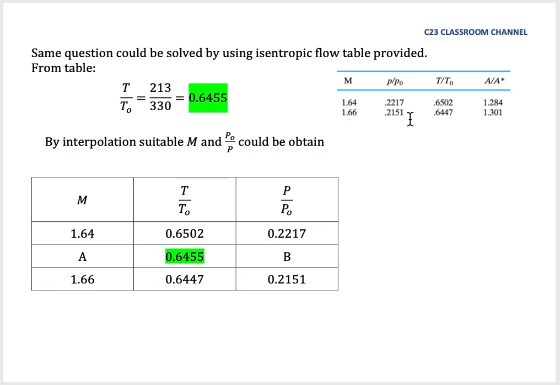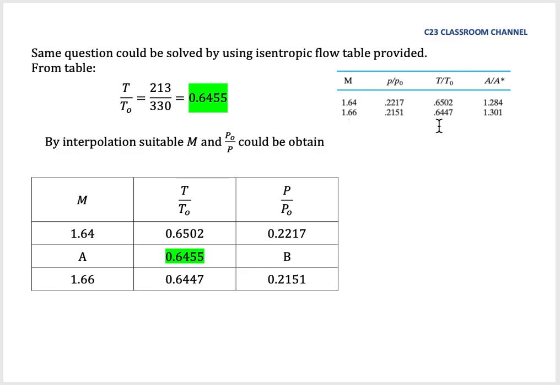Students also could use the table to solve this problem. So how to use the table? I will show you here. From the question, we know that temperature before the stagnation is 213 Kelvin, and temperature at stagnation point is 330 Kelvin. So the ratio of T over T0 is 213 over 330, so we get 0.6455. So what we need to do is go to our isentropic table.